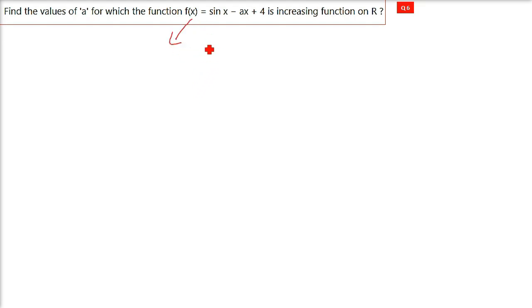Let us do it quickly because we have just done a question like this. We'll differentiate it, that is we'll do f dash x and find the values of A. We will not stick with only one value of A, we have to find the range of values of A. f dash x, we are differentiating: sin x gives cos x, minus ax gives minus A, plus 4 gives 0. So cos x minus A should be greater than 0. What does it mean? Cos x should be greater than A. I am taking A on the right hand side now, that is, A should be less than cos x.